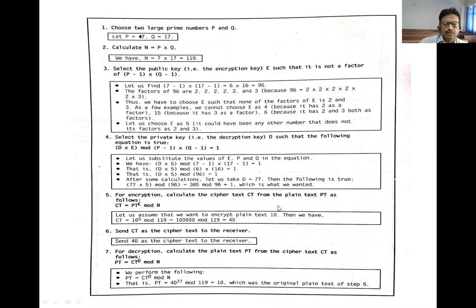So this algorithm works if we consider P and Q as large prime numbers, then calculate n, then find E, then D, and then do the encryption and the decryption process.